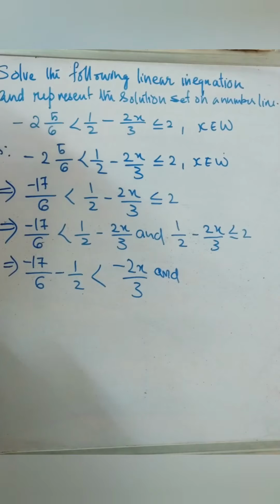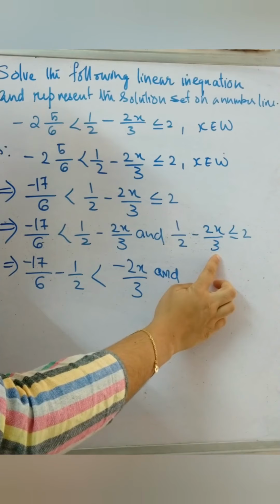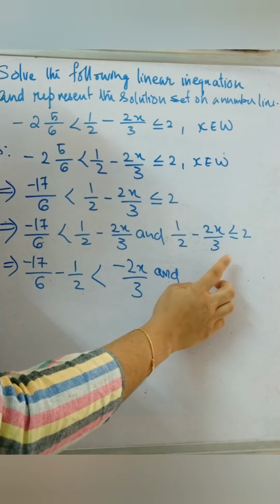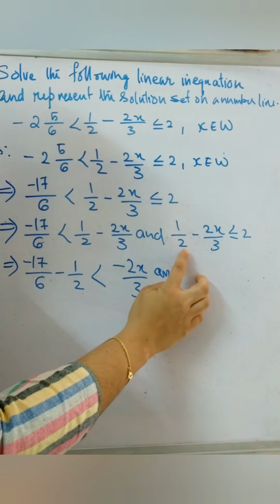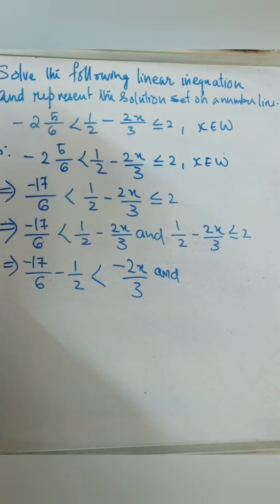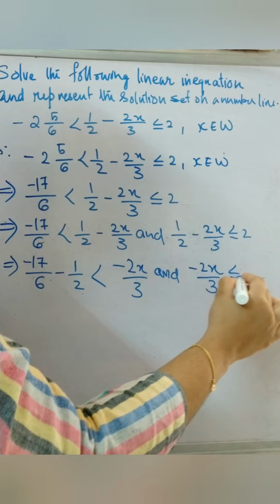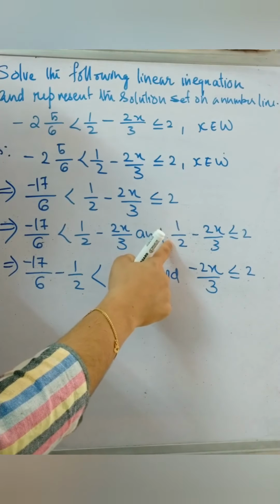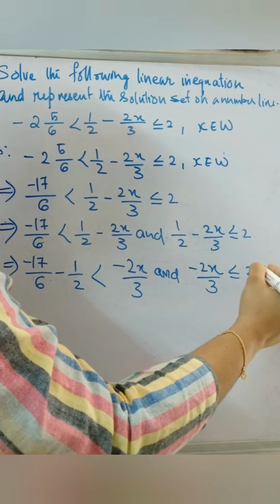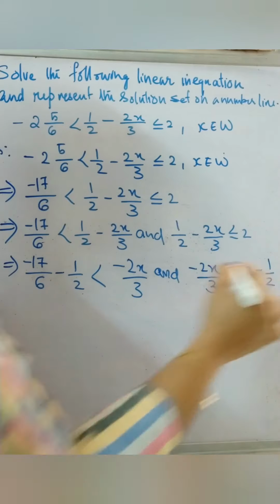And for the second linear inequation we have to keep the term which contains x on the left hand side and all the other terms on the right hand side. Here the term containing x is minus 2x by 3, which is already on the left hand side. So we have to take this 1 by 2 to the other side. So this will become negative 2x by 3 less than or equal to 2. It is positive 1 by 2; when we take it to the other side it will become minus 1 by 2.